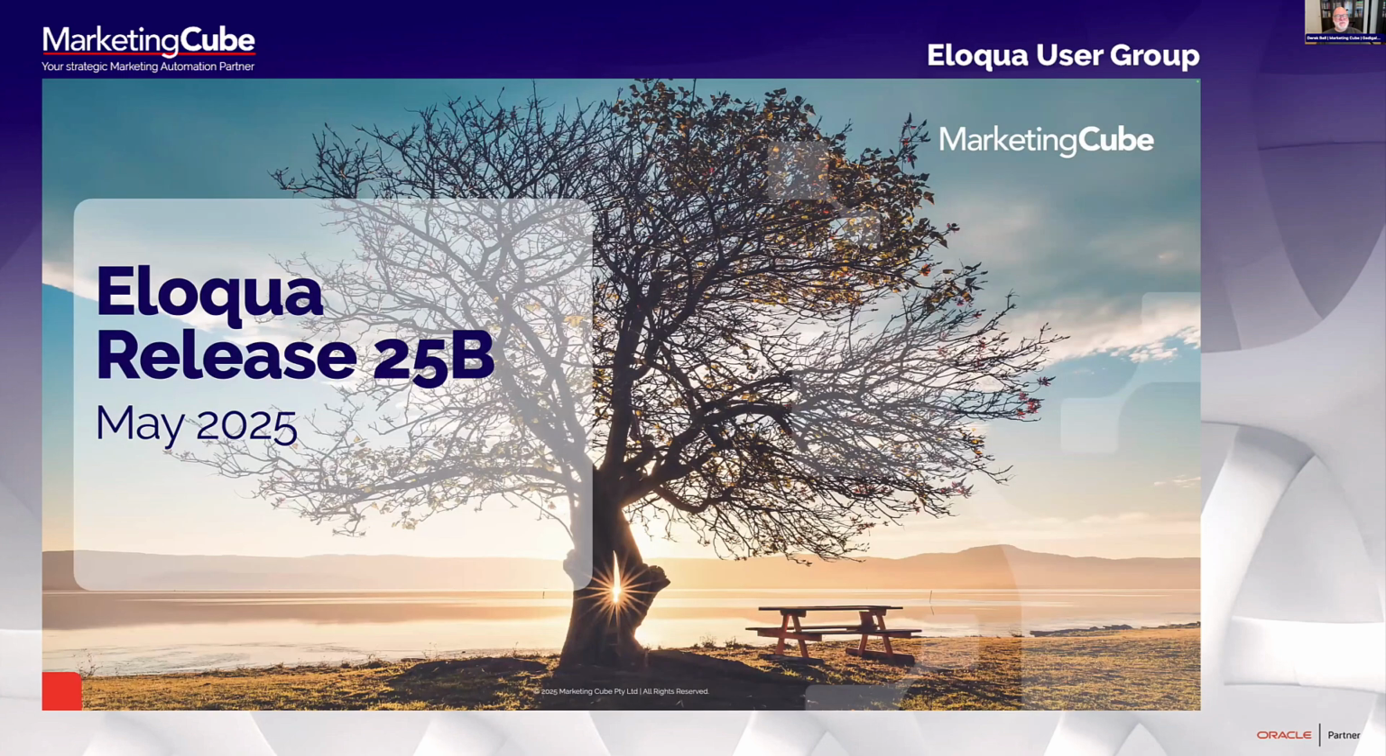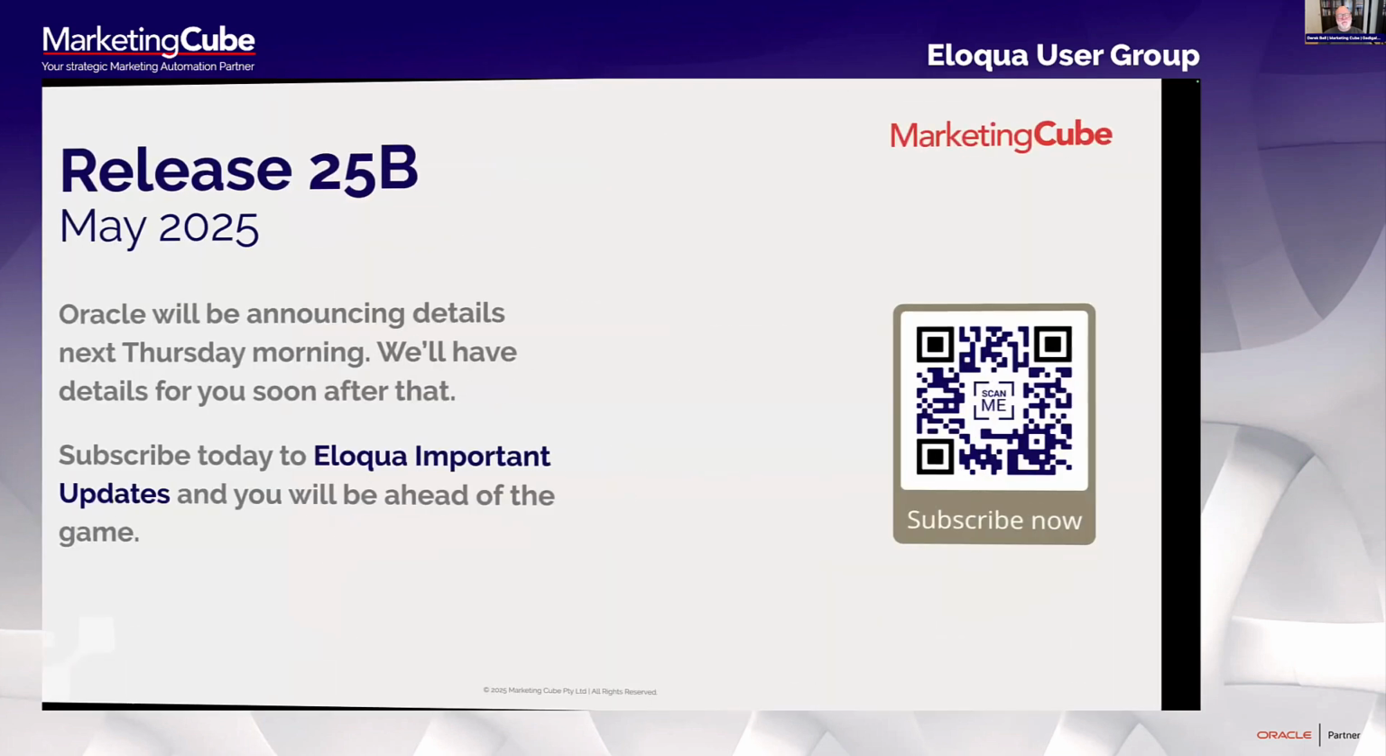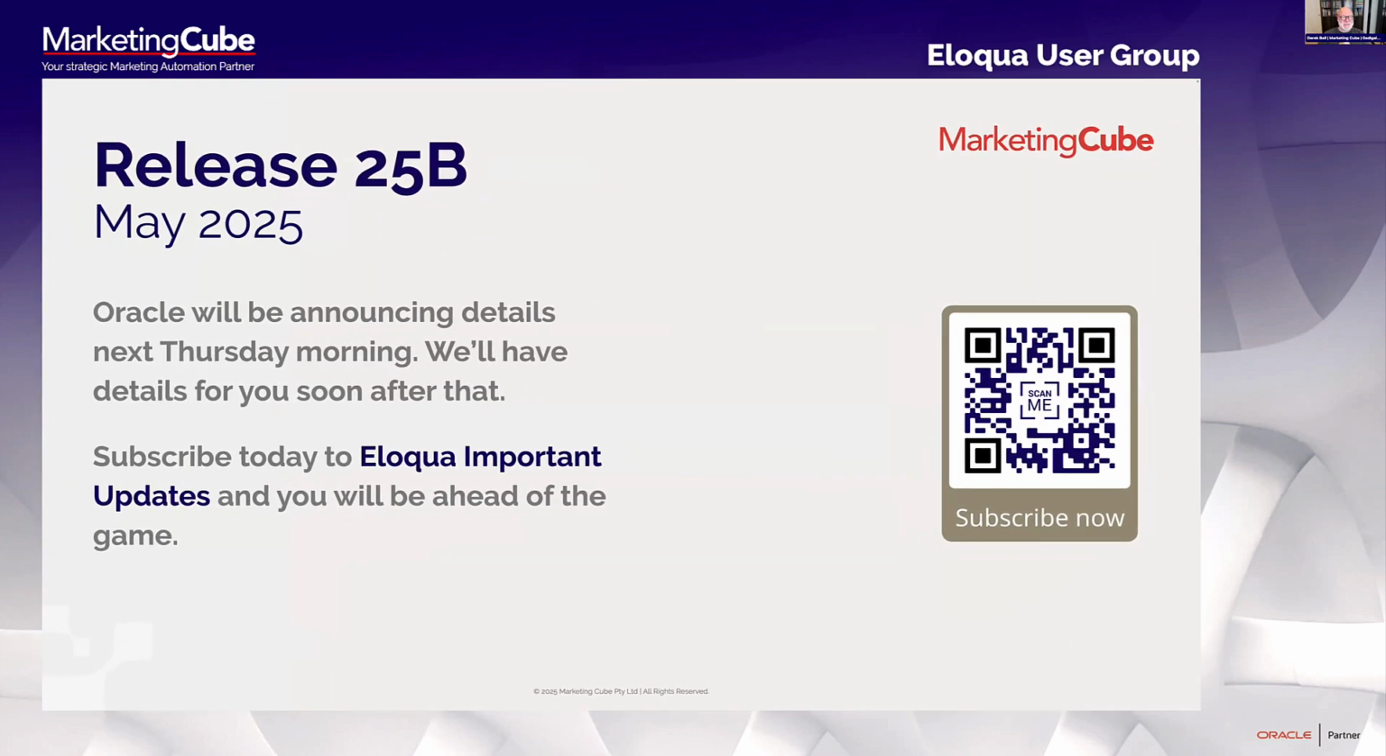All right. So release 25B of Eloqua is due in May. And as I said at the start of the webinar, we don't have details just yet, but that will be next Thursday morning. Thursday morning my time, so it'll be Wednesday your time, East Coast US. But if you wanted to subscribe, if you scan that QR code on your mobile, you can then subscribe to our important updates. So what we do is we attend those webinars, we digest all the information, and then provide our updates and our view on some of those.